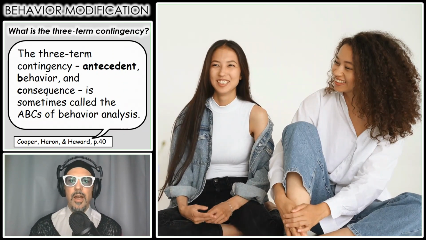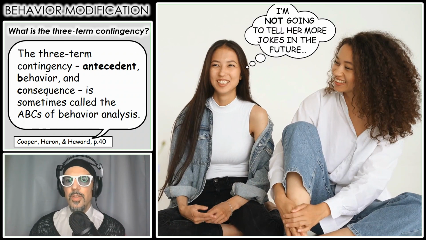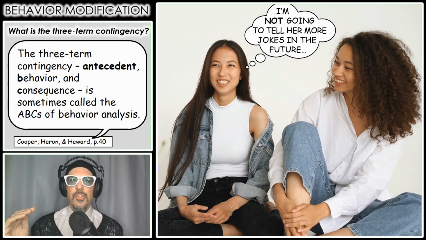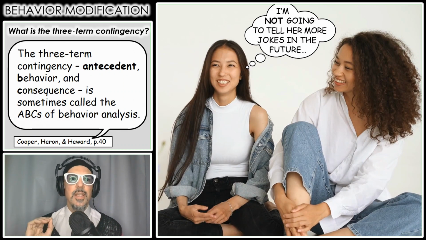And because of that consequence, this person will not be telling jokes to this individual anymore. So the joke teller is not going to be telling jokes to this one of her friends in the future. The probability of that joke telling behavior has gone down. And that means that this friend that did not laugh, that stared her down aggressively, she has become a discriminative stimulus. She is now an antecedent in whose presence the probability of joke telling has decreased.